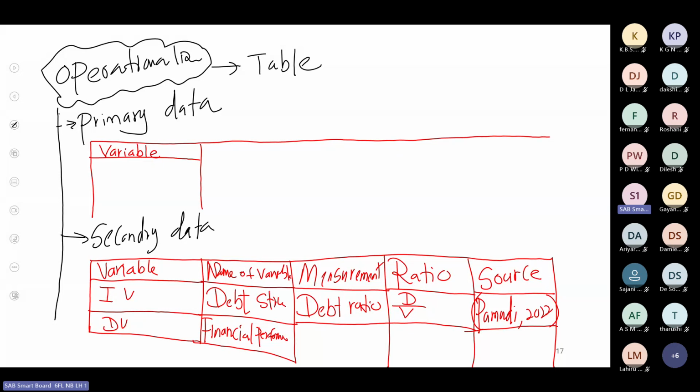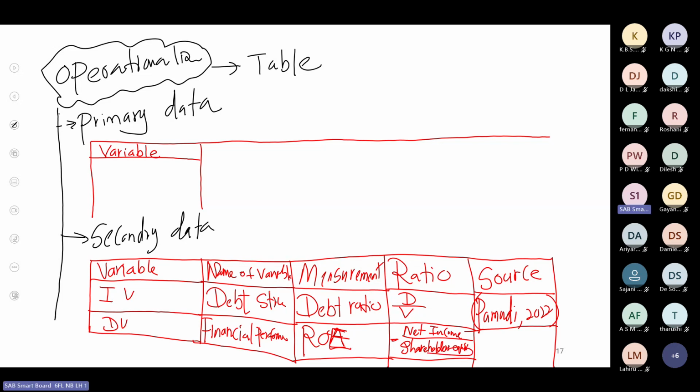We'll do the financial performance as well. Most common measurements for the financial performance are ROA and ROE. Here we'll take ROA, right? How to calculate the ROE? We'll take the ROE. How to calculate the ROE? We know it equals net income divided by shareholders' equity.